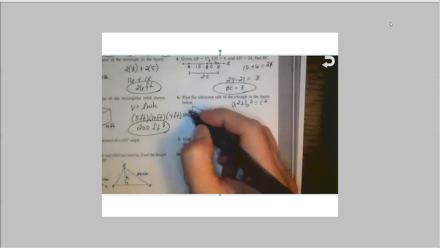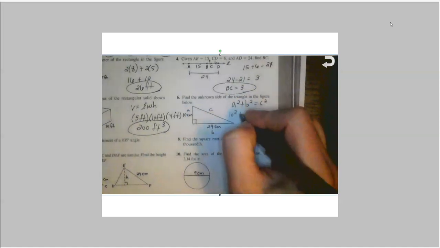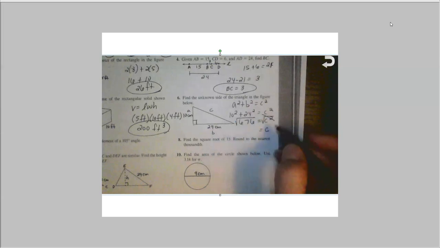A and B, it doesn't really matter which one is A or which one is B, but those are the legs. Those are the sides that make up that right angle. So I'm going to have 10 squared plus 24 squared equals c squared. So 10 squared plus 24 squared would be 676. And then to undo a square, we take the square root. That'll cancel, and we have to do that to both sides. So the square root of 676 is 26, and that label will be centimeters.